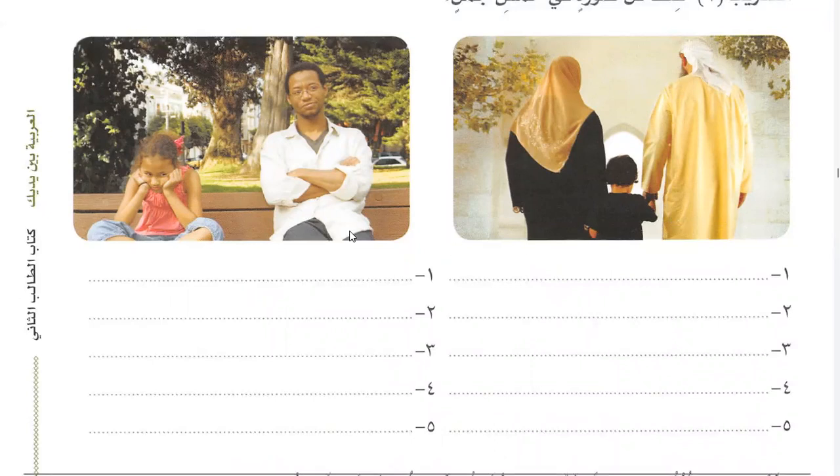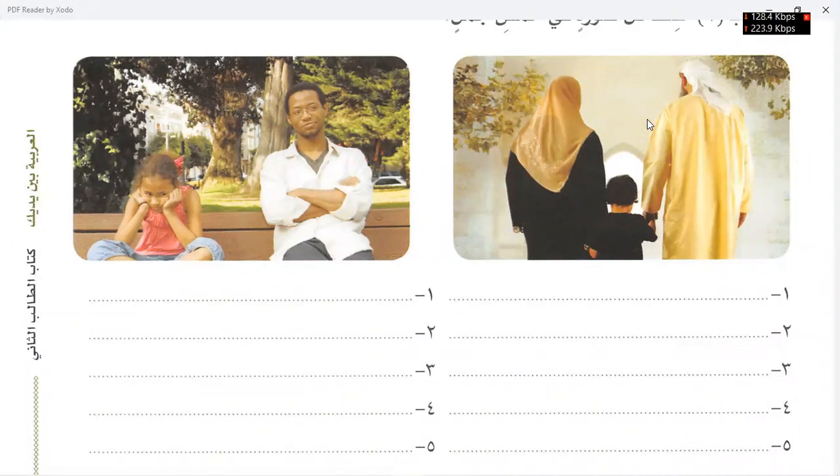Anyone? Az-zawju yuhibbu az-zawja. Az-zawju talakal zawja, like this. In the first picture, the husband loves the wife. In the second picture, the husband has given divorce to the wife. Okay. In the second picture, we can say wife is careless. In the first picture, we can say a wife is caring. In the second picture, we can say the husband stays out of home late at night. But in the first picture, husband spends time with the family. In this way, you can make many sentences. So that girl is happy in the first picture and the girl is sad in the second picture. How to say that? Okay. Al-bintu sa'idatun fi suratil ula. Al-bintu hazinatun. Hazinatun. Okay.